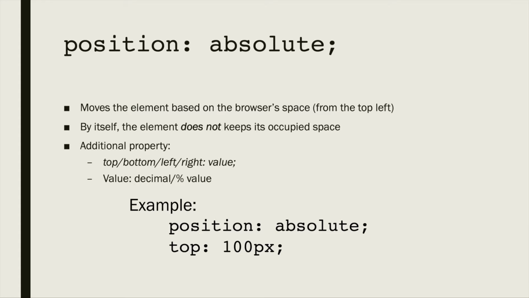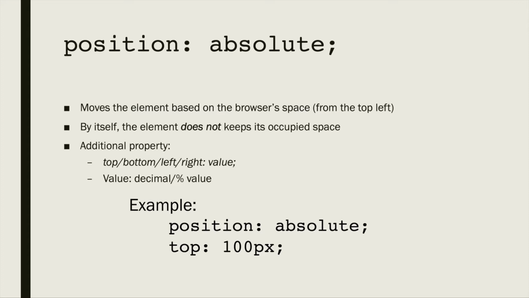So by itself, the element does not keep its occupied space because it's technically being pulled out of the flow of the actual document. So if you have an element such as an image and you say position absolute, then whatever space that image was supposed to take up is now vacant for anything else to fill up because you are taking it out of the normal flow of the document.